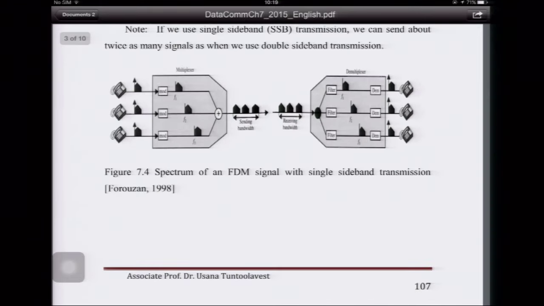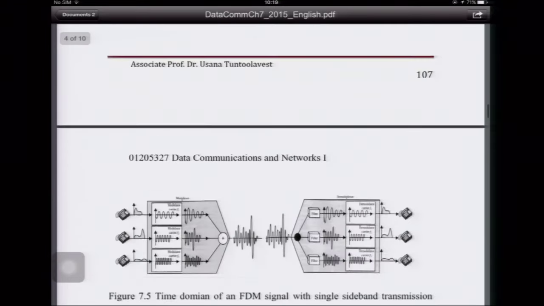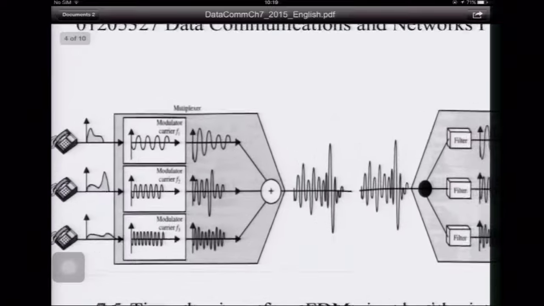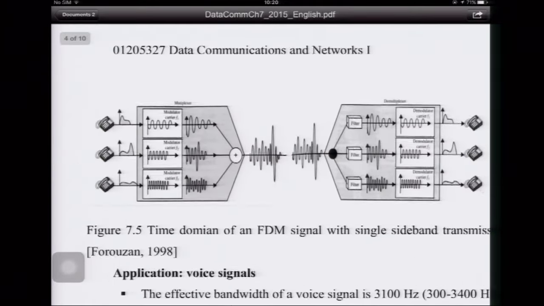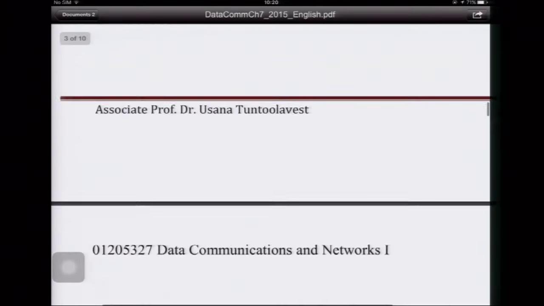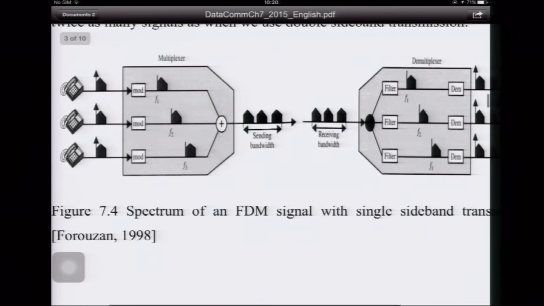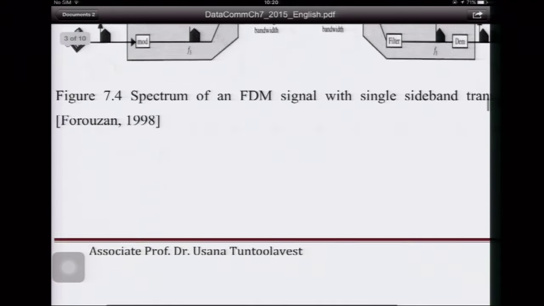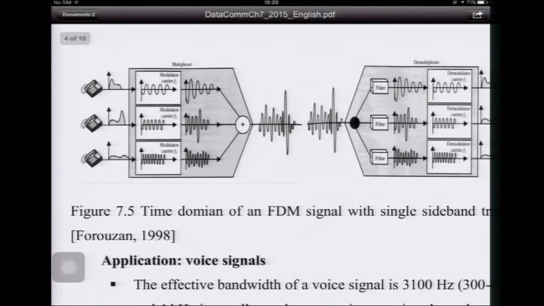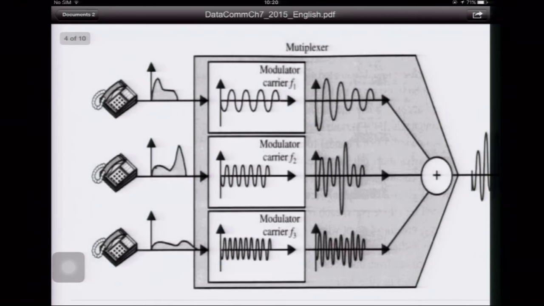But this is how we do the FDM. This is if you look at it in terms of the time domain. The last picture was the frequency domain. If you look at the time domain, we do the same thing. You have the time domain signal, and then you modulate with different carrier frequencies. F1 is the lowest frequency, F2 is a higher frequency, and F3 is the highest frequency.